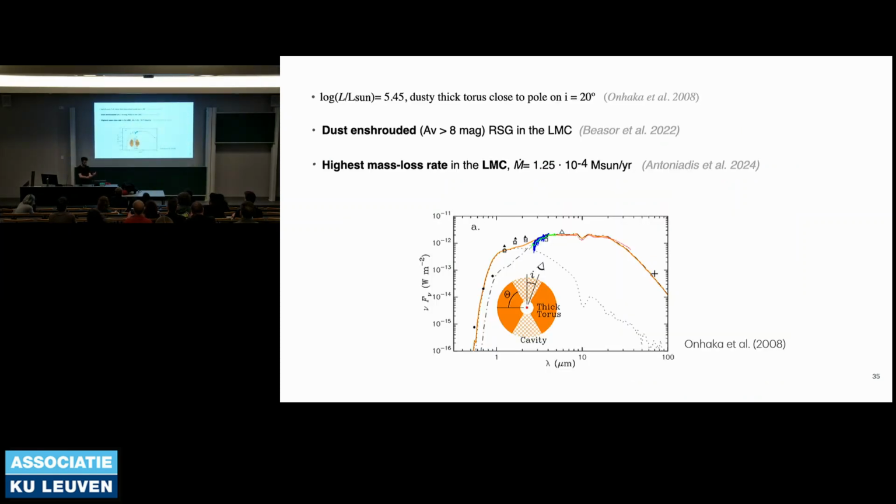So some info about this star. As I mentioned, it's a known dusty star at very high luminosity that was modeled to have a dusty torus around it. It's maybe the most dust-enshrouded, and one of the few dust-enshrouded stars in the LMC with very high extinction values, AV above 8 magnitudes. It also has the highest mass loss rate in the LMC. And you can see here the SED of this star, showing a really high infrared excess from the thick torus, even an absorption here at the silicate bump.